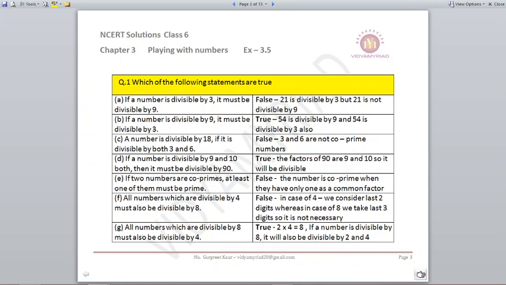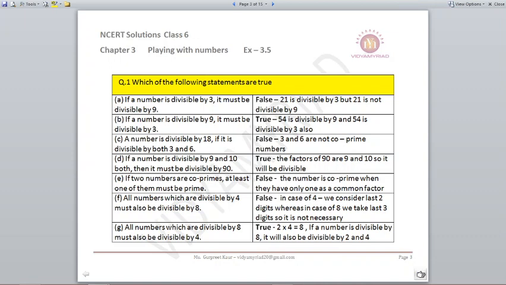A number is divisible by 18 if it is divisible by both 3 and 6. It is a false statement. Why? 3 and 6 are not co-prime numbers. If the number is to be divisible by their product, both the numbers should be co-prime numbers, and 3 and 6 are not co-prime numbers.